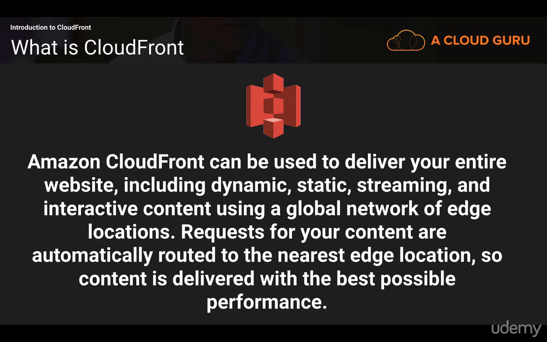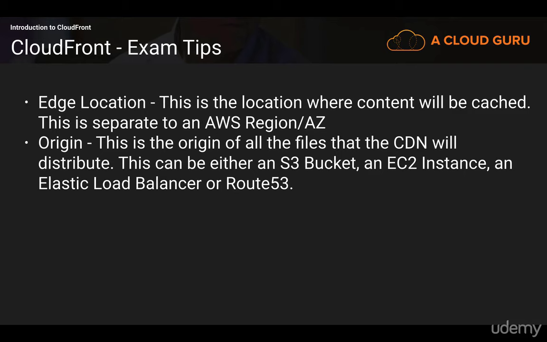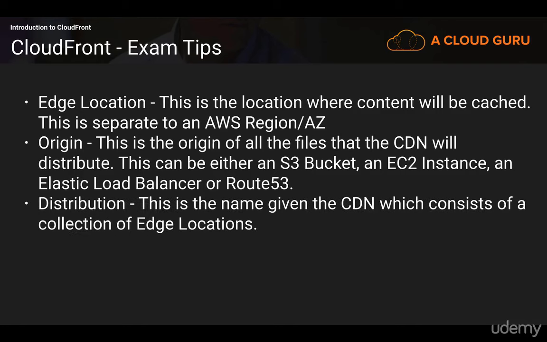Origin: this is the origin of the files that the CDN will be distributing. This can either be an S3 bucket, an EC2 instance, an Elastic Load Balancer, or Route 53. And remember that an origin does not even have to be with AWS. You can have your own custom origin servers.